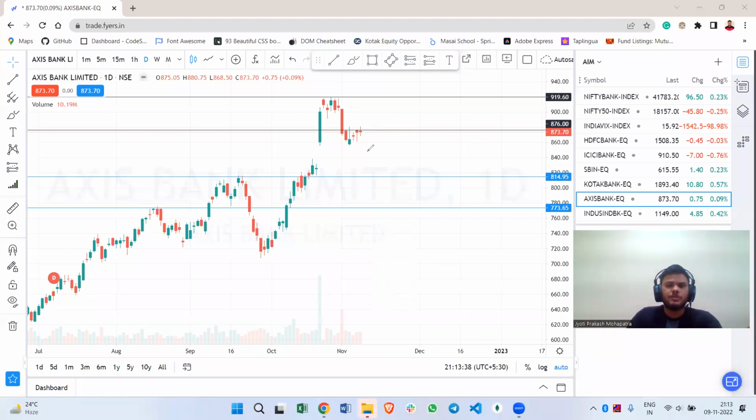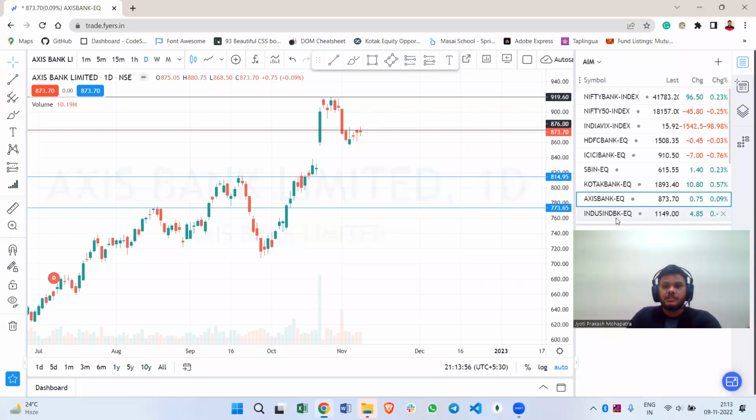But let's assume it opens gap down and it closes below 1865 or 1866. Then you can expect some selling pressure there, and our target will be round level 1860 first, 1800, not 1800, 1850, and next target we can set to 1850.